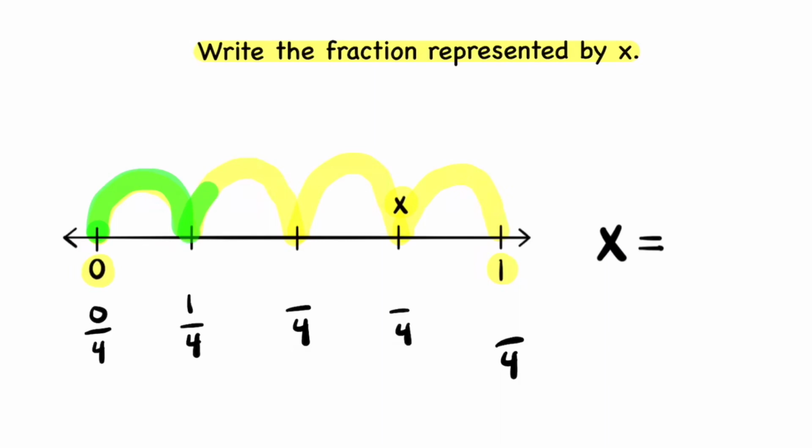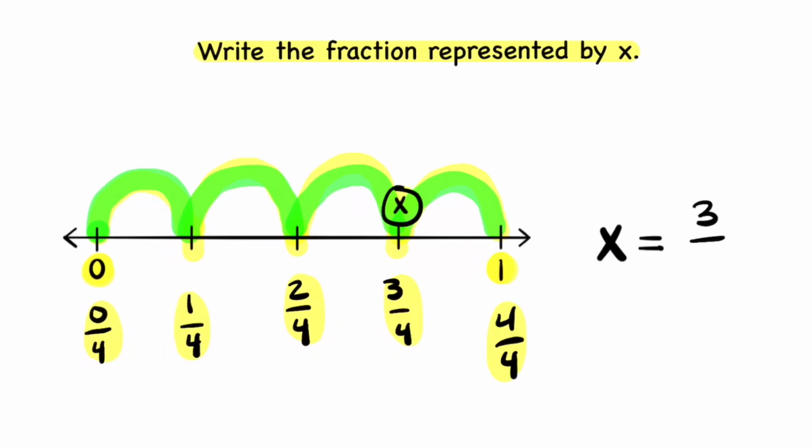If we travel to the next tick mark, now we will have 2 parts, so our numerator will be 2. Now if we jump to the next part, we will have 3 parts so far. And lastly, we will jump to the last tick mark, or the 4th part. We can see that for this specific number line, 0 is the same thing as 0 fourths, then we have 1 fourth, next is 2 fourths, then 3 fourths, then we get to 1 whole, or 4 fourths. Now we know that x equals 3 fourths.